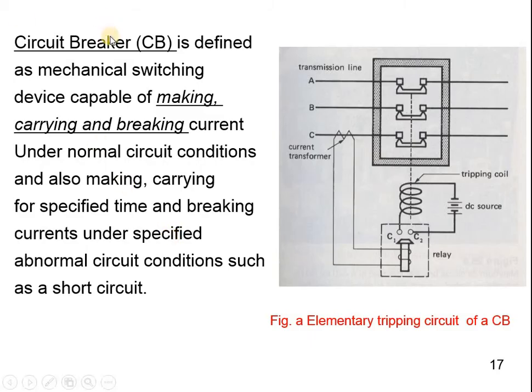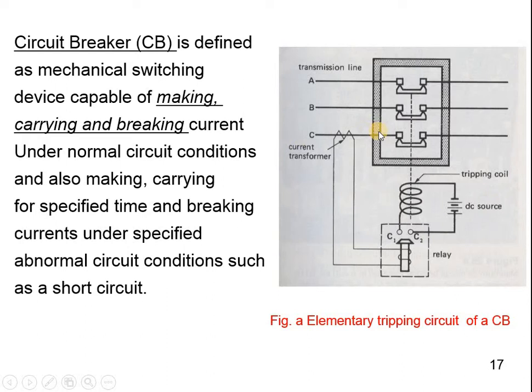Now the first component is a very important component called the circuit breaker. This is the elementary tripping circuit of a circuit breaker. This is a transmission line, a three-phase transmission line. This is a current transformer. This is the secondary of the current transformer and this is the primary of the current transformer. This is the relay actually. This is a tripping coil and this is the DC source.